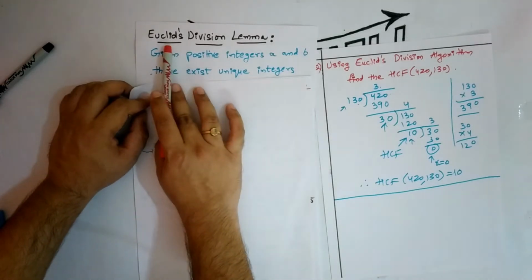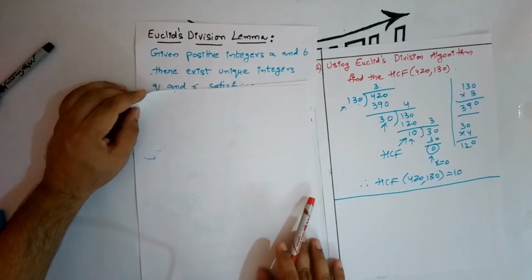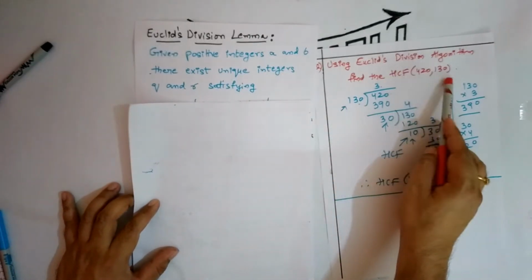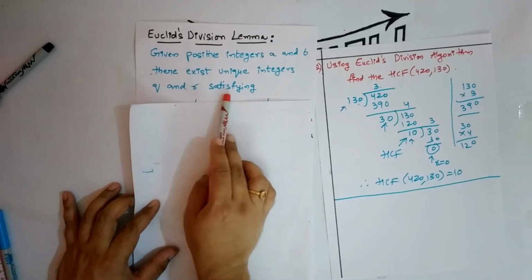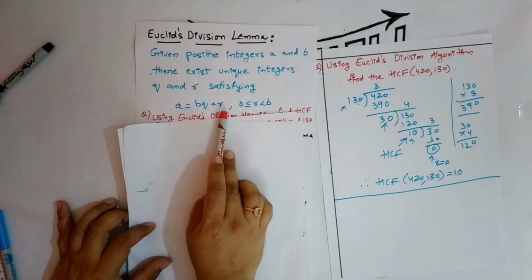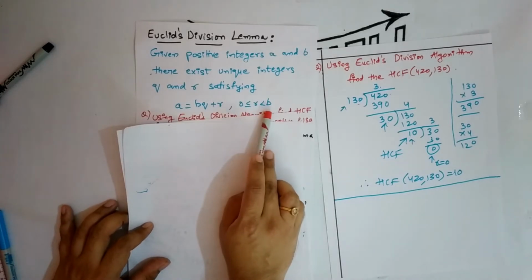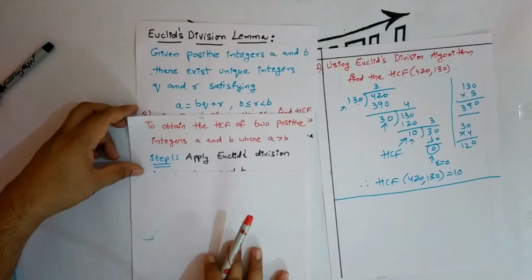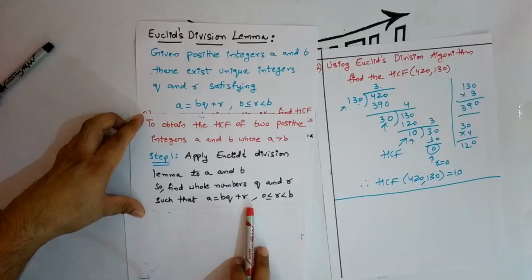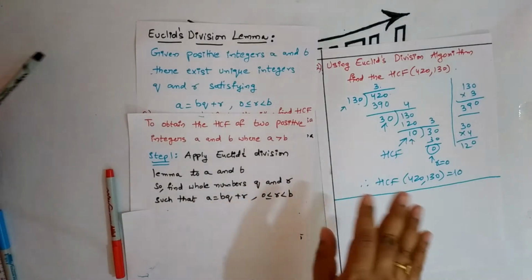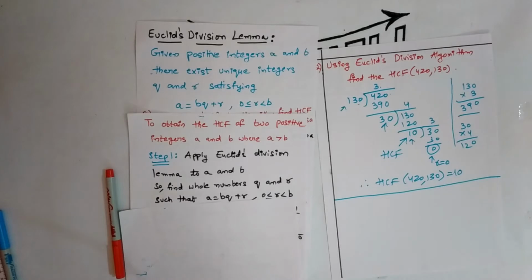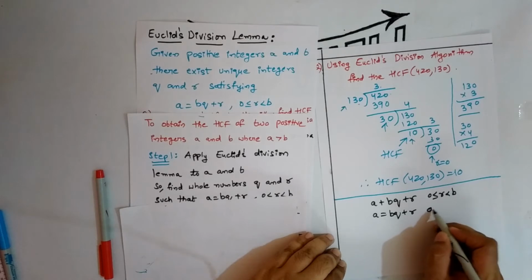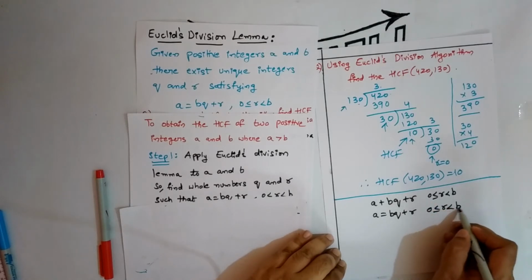This is again given in the textbook. What is Euclid's division lemma? Given positive integers a and b, there exist unique integers q and r satisfying a equals bq plus r, r greater than or equal to 0 and r less than b. This is the same statement that is given here. So writing in the form of a equals bq plus r, with r greater than or equal to 0 and r less than b, is nothing but applying Euclid's division lemma.